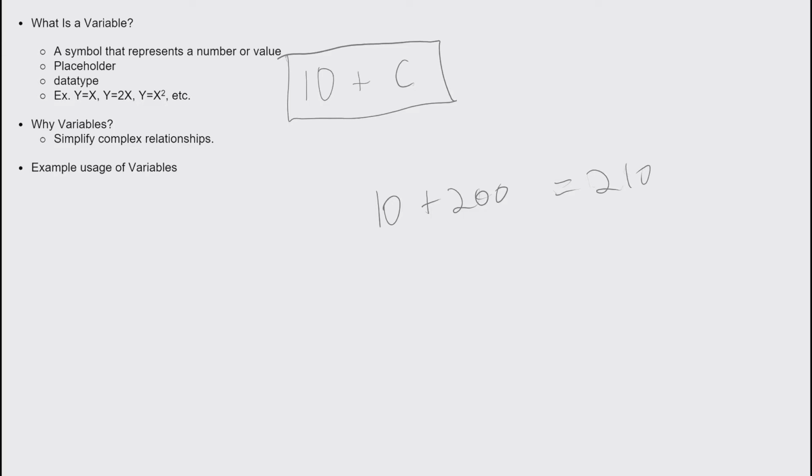Right? So hopefully that makes sense. Hopefully you understand variable pay, variables in general, and I hope that helps you to understand.